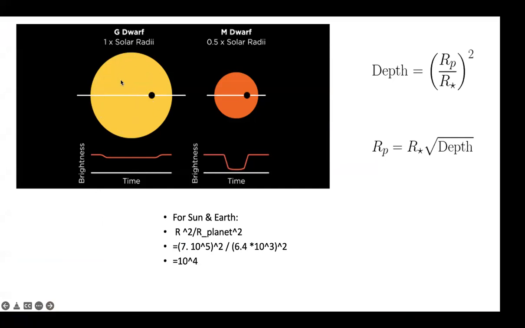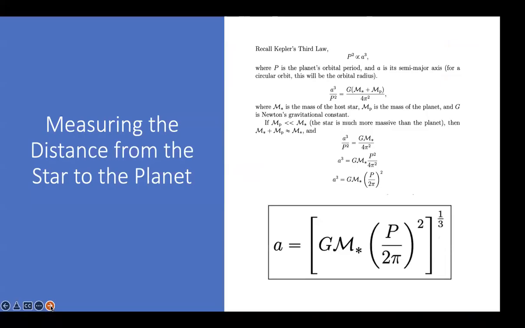So what is the difference in the flux? When you're saying 1% of drop, what are you saying? You are basically saying that the ratio of the areas, the area of the planet to the star, is 1%. And if you know the radius of the star, you can obviously then find out the radius of the planet. And that's exactly what we are going to do now.